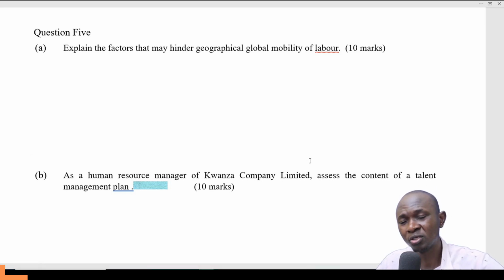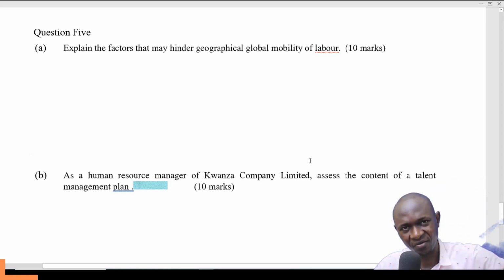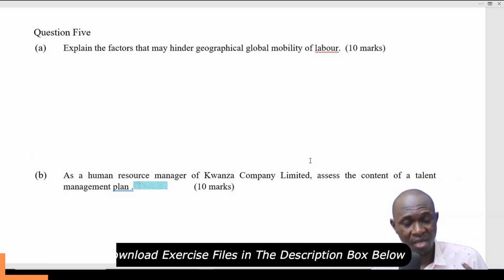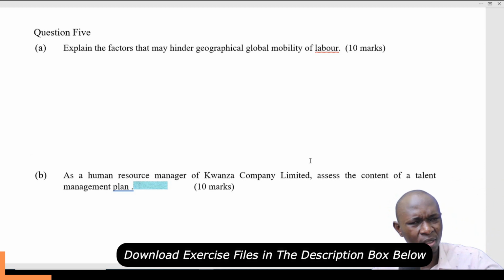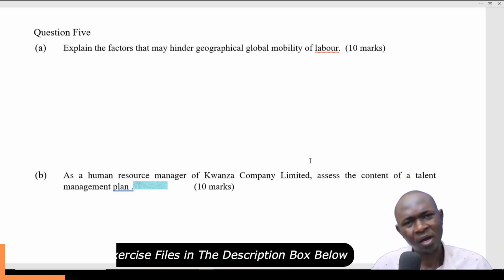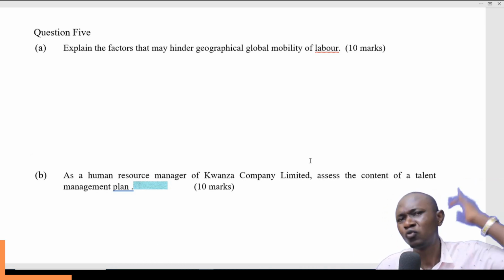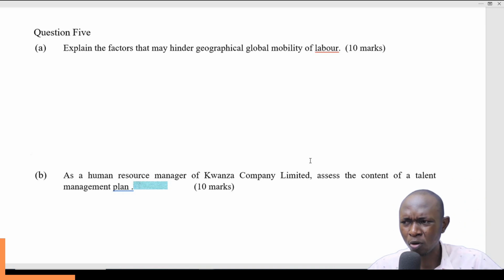Geographical global mobility of labor means the human resource, the manpower, people moving from one place to another. That is the geographical movement, mobility. Mobility is movement. People moving from one place to another globally. For example, I'm a Kenyan going to work in Nigeria, a Nigerian going to work in Egypt, an Egyptian going to work in Asia, Asia going to work in Korea, Korea going to work in Kuwait, Kuwait going to work in, like, Australia. That is the global mobility of labor.